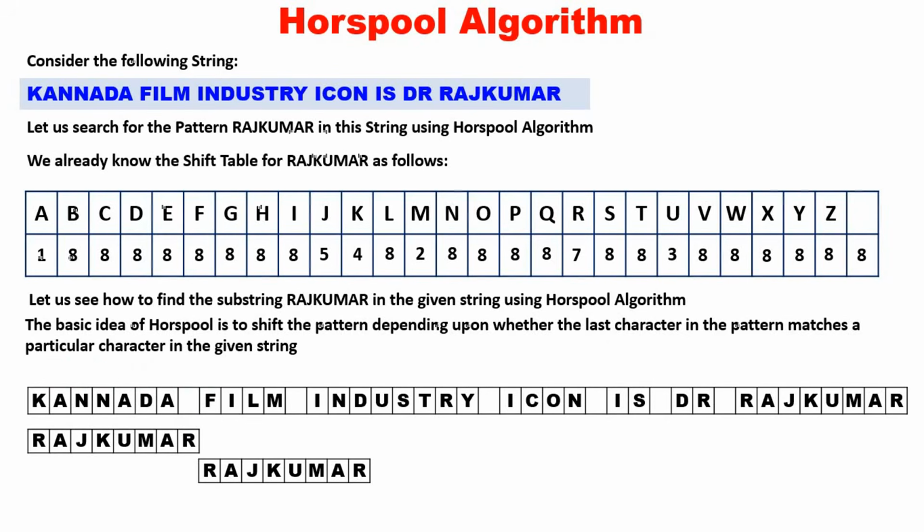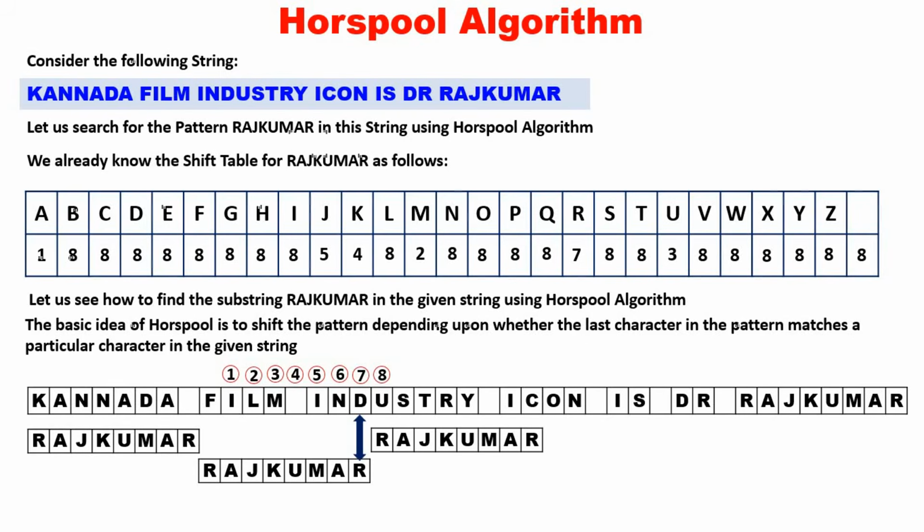Very good. Now again, the last character of the pattern string Rajkumar, R, is matched with D. No, there is no matching. Therefore, find the shift table value for D. What is the shift table value for D? 8. Therefore, Rajkumar again should be shifted to the right by 8. Yes, wow. 1, 2, 3, 4, 5, 6, 7, 8.